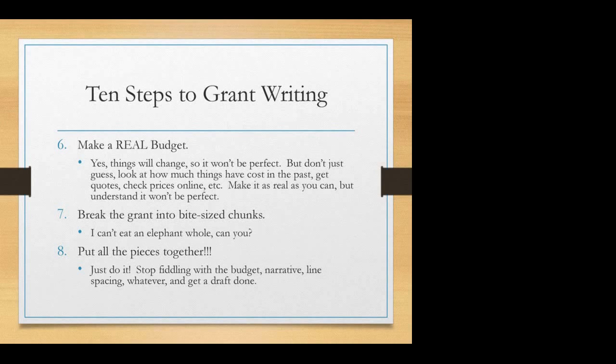Make a real budget. There are two things that I have seen happen when people make budgets for grants. One of them is that they just pull numbers out of thin air. We need a new facility and we want a commercial kitchen in it. We think between buying that building and building the facility, it's going to cost us $350,000.